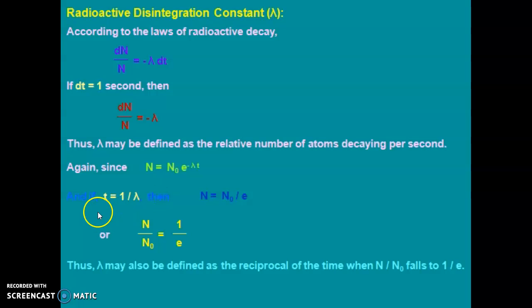If we take t equals 1 by lambda, here comes N naught e raised to power minus 1. Minus 1 means it will come in the denominator. So, N equals N naught by e. So, lambda may be defined as the reciprocal of time, meaning 1 by t, when the number of atoms reduces to 1 by e times its initial value. So in this way we can define the radioactive disintegration constant.